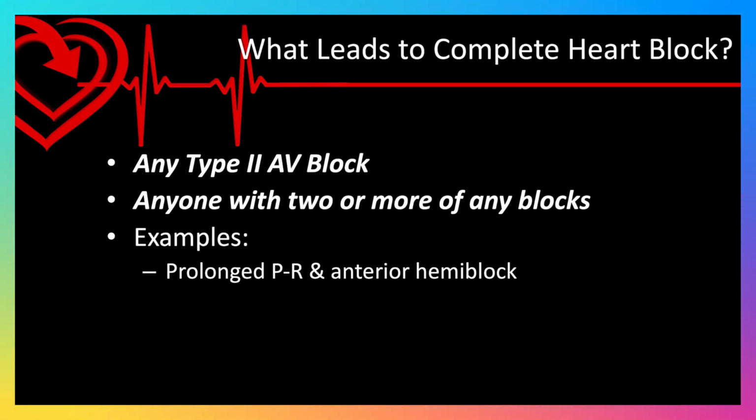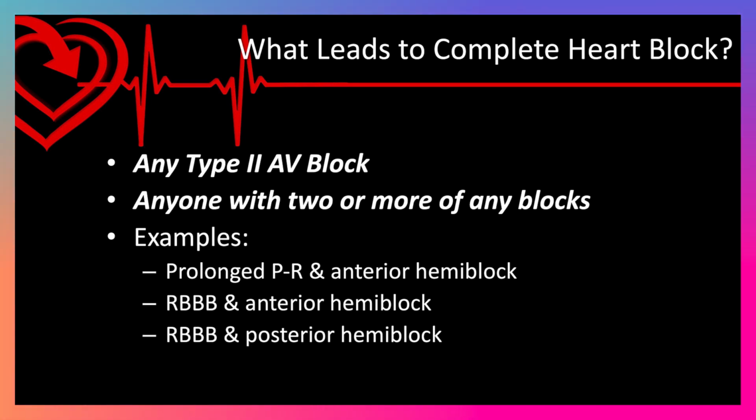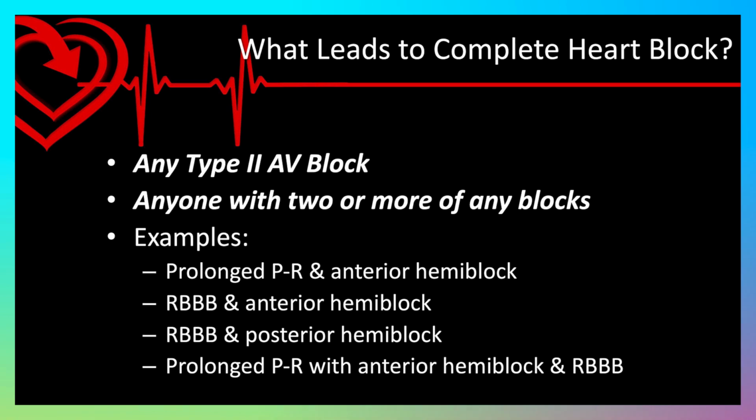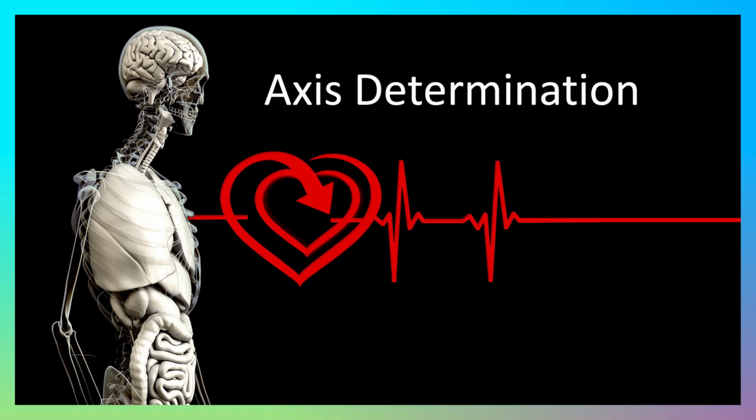But if you have a prolonged PR interval, meaning there's a delay in the AV node, and you also have a hemiblock, one of these other axis deviations, telling you that there's blockages down further in the conduction pathway, that combination increases the risk. The patient who has both a right bundle branch block and an anterior hemiblock or a posterior hemiblock, any combination of more than one blockage is a clue of a conduction system that's at risk.